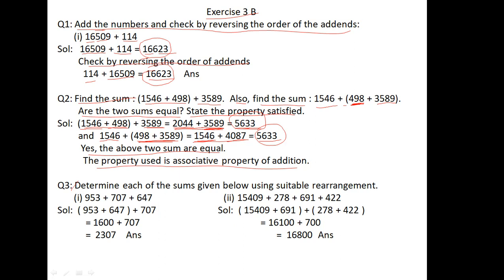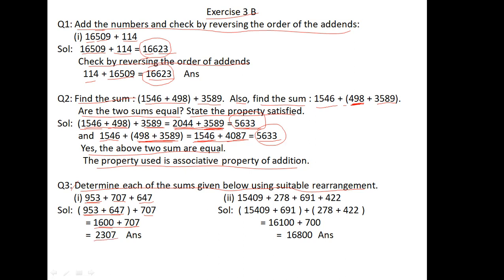Now question number 3 says: determine each of the following sums using suitable rearrangement. Means we have to arrange the numbers according to our desire. The first one, 953 plus 707 plus 647. First of all, I am taking 953 and 647 in one bracket plus 707 outside of this bracket. When we solve this bracket, it will come 1600 and plus 707. When we add these two numbers, it will come 2307.